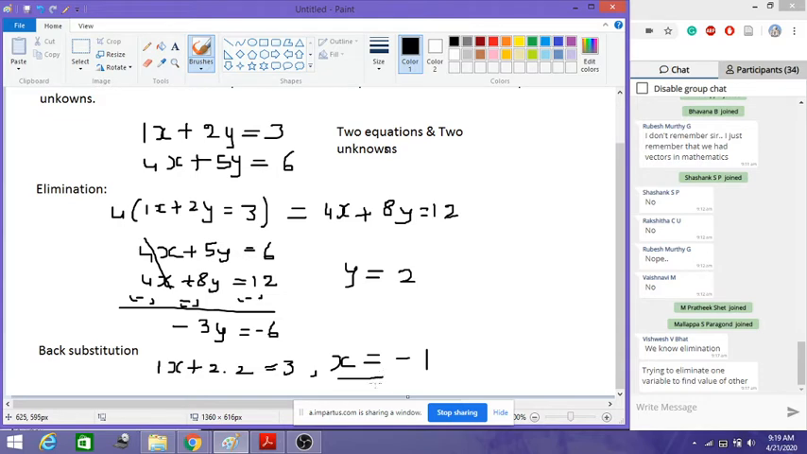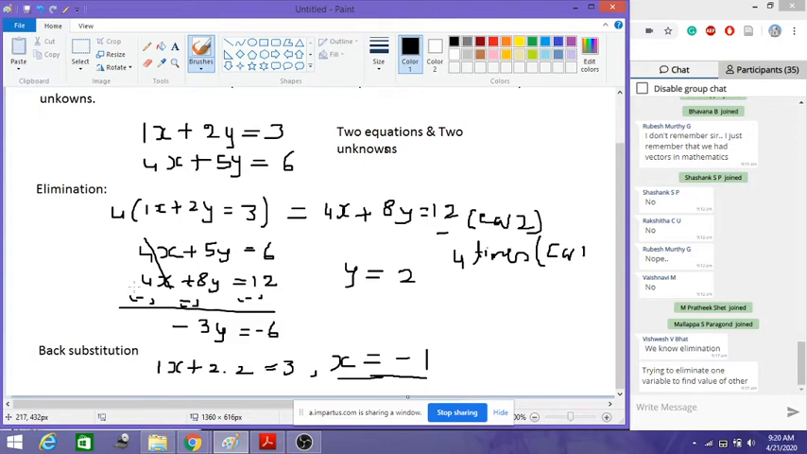So this is how we can find the values of x and y with the help of the elimination process. Here we applied a simple method: we multiplied equation 1 by 4 and then subtracted this from equation 2. This is the method we have used. Now let us see the same thing with the determinants.